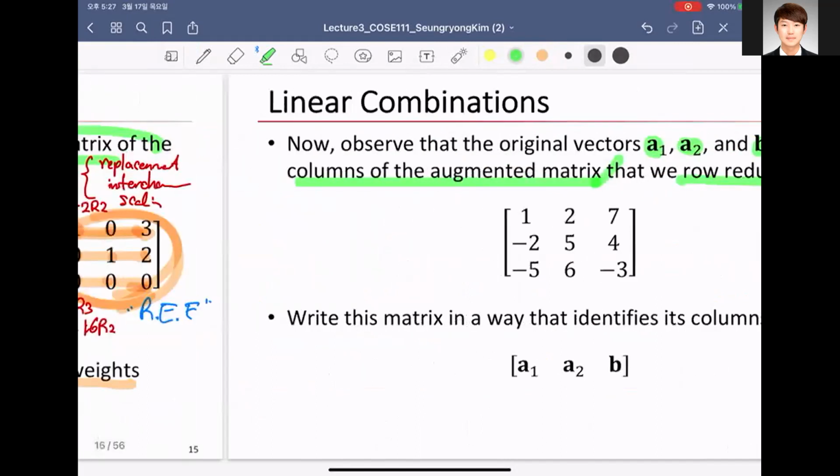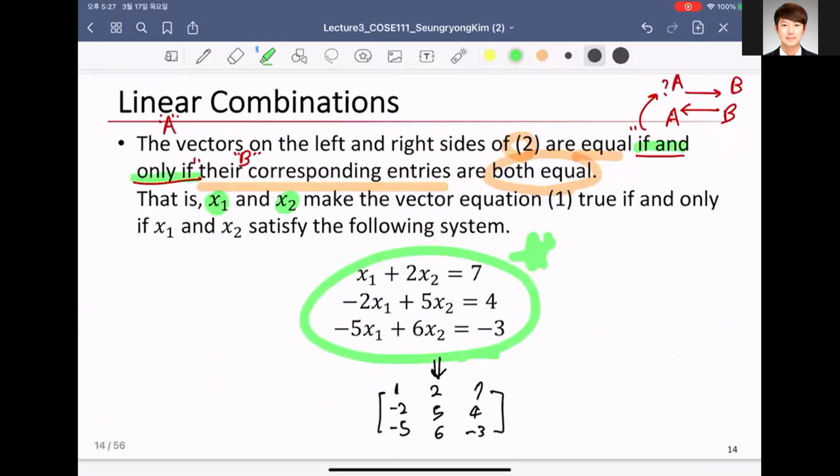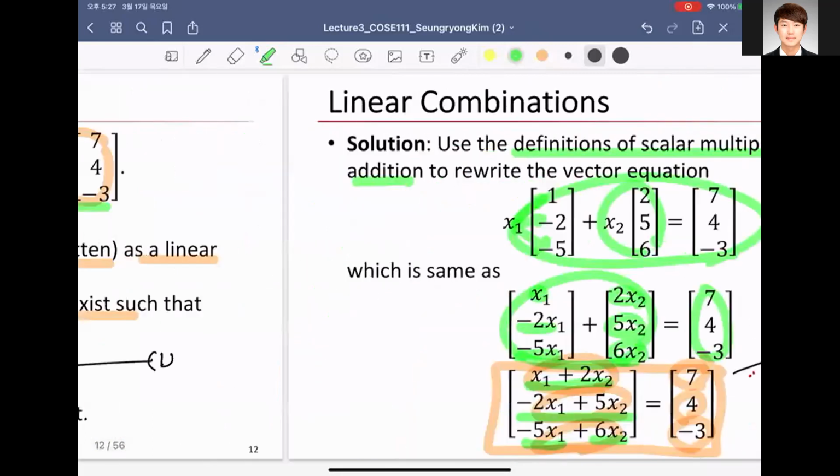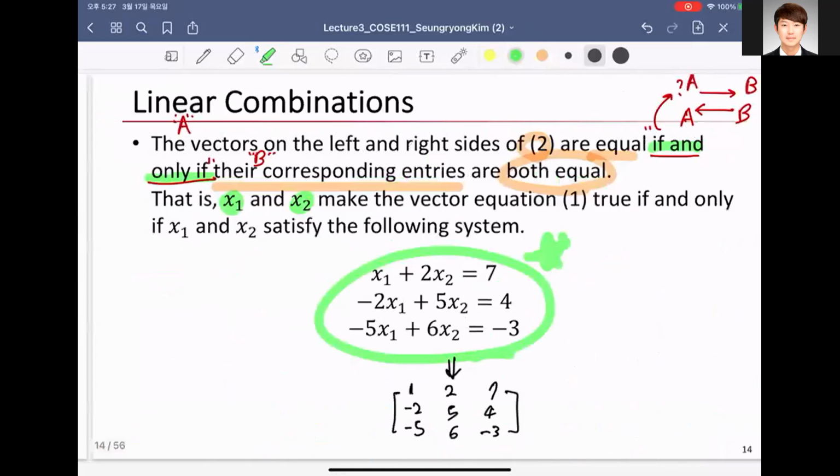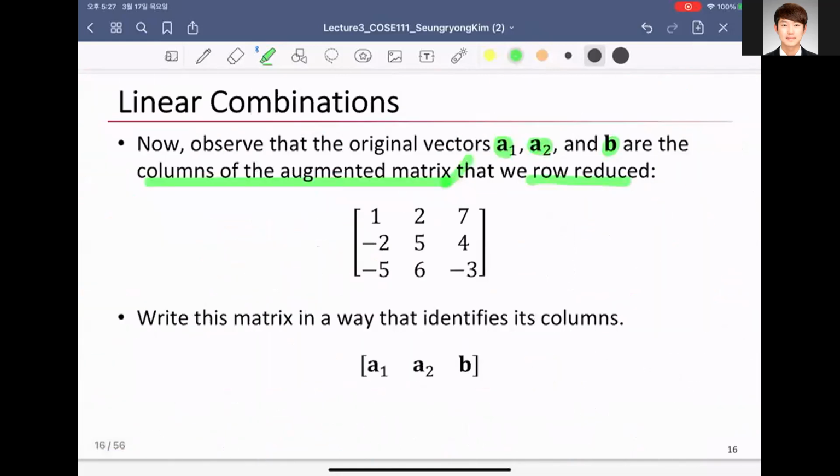So let's go back to the problem. A1, A2, P are the columns of the augmented matrix that we want to row reduce. It looks like this. Then we can write this matrix in a way that identifies each column.